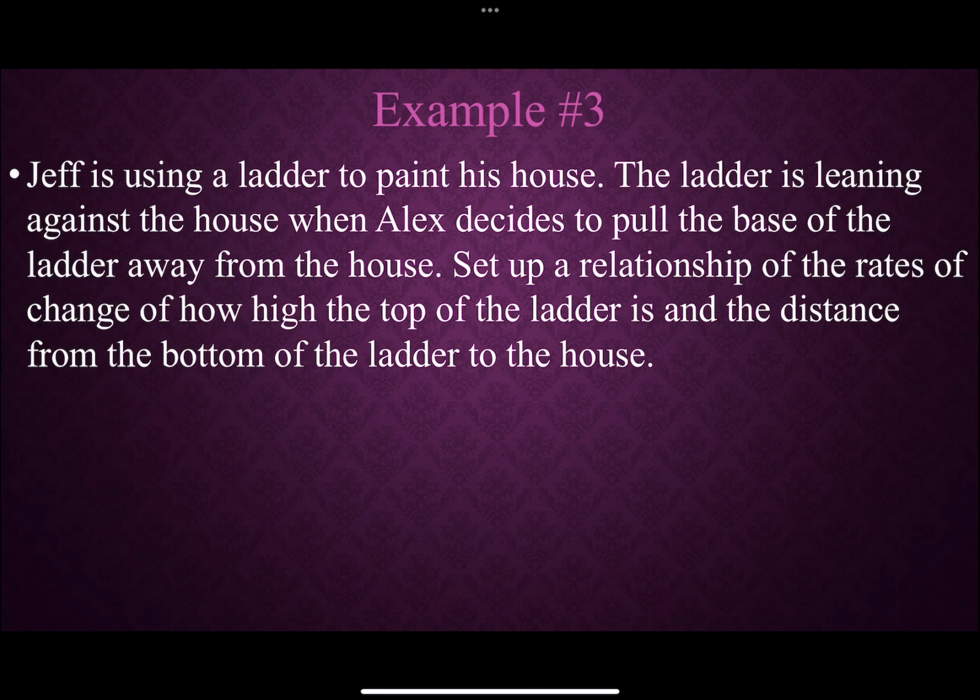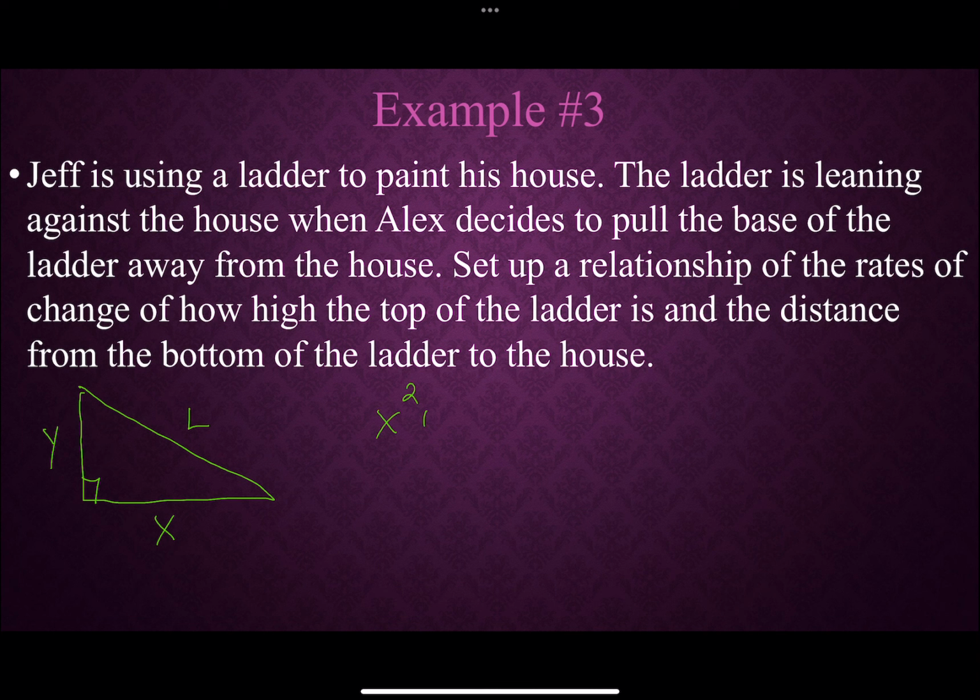All right, so Jeff is using a ladder to paint his house. The ladder's leaning against the house when Alex decides to pull the base of the ladder away from the house. Set up the relationship of the rates of change for how high the top of the ladder is and the distance from the bottom of the ladder to the house. So if we draw this out, it wasn't as necessary for the other ones, but it's very helpful. So we have the height, the vertical distance, the horizontal distance, and your ladder.